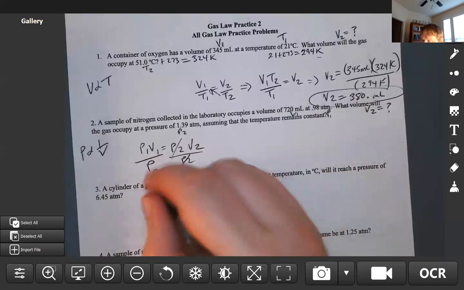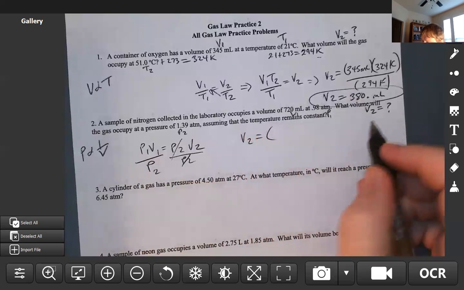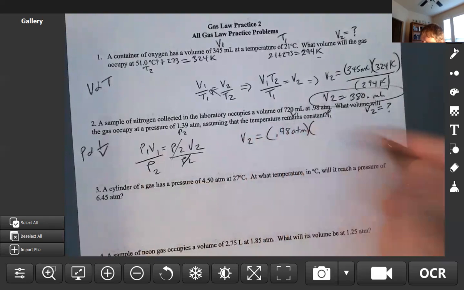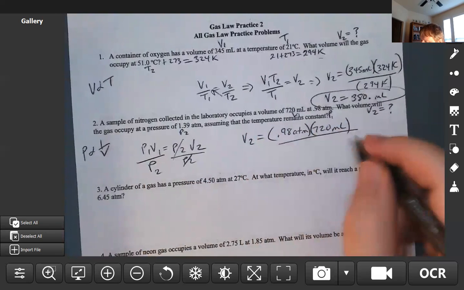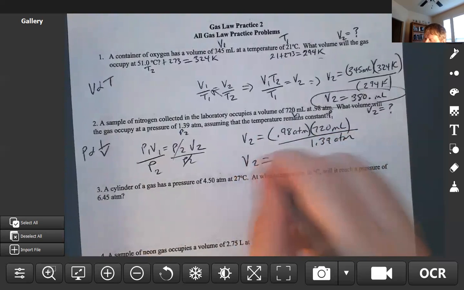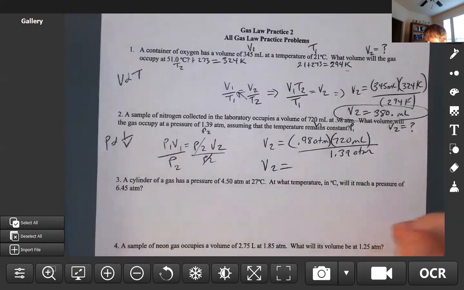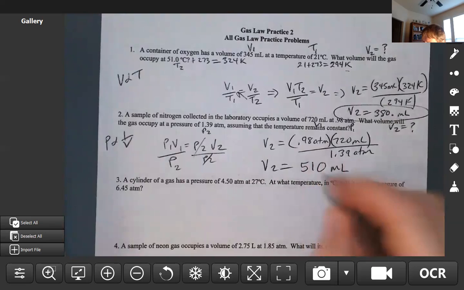Oops, P2. All right, so V2 is just going to be P1, which is 0.98 atmospheres, times V1, 720 mL, all over P2, 1.39 atmospheres. And we simplify. All right, rounded to two sig figs, 510 milliliters.